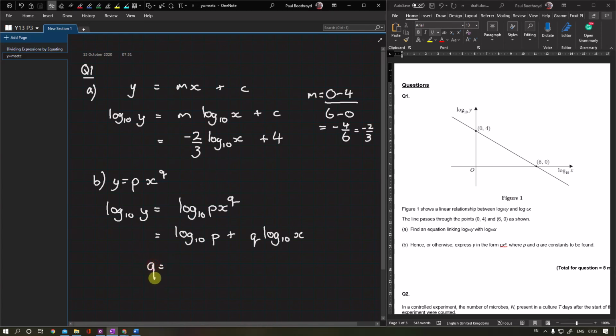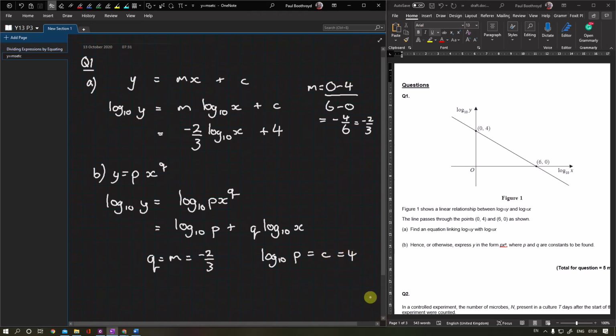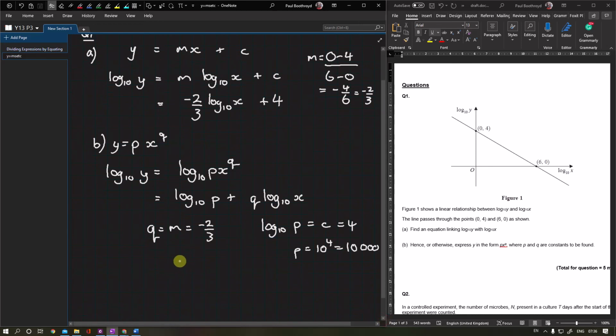Q is my gradient, which is minus 2 over 3, and the intercept, log base 10 of p, is equal to my c, which is 4. So we already know what q is, and we know p is equal to 10 to the 4, which is 10,000. So the final form of my equation is y equals 10,000 x to the minus 2/3.